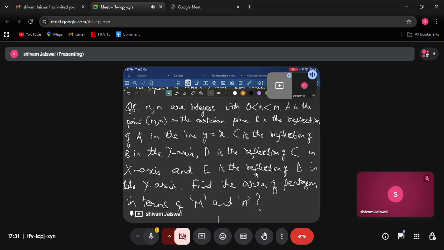Okay, so everyone see, both m and n are positive integers. A will lie in the first quadrant. So just draw the diagram. After drawing the diagram, you get it. It's very easy.